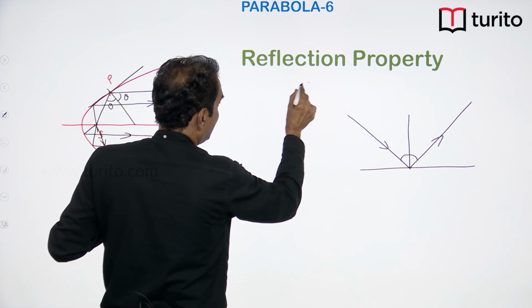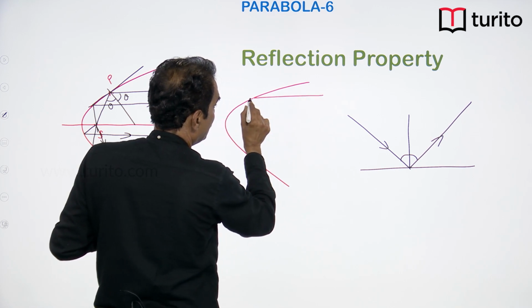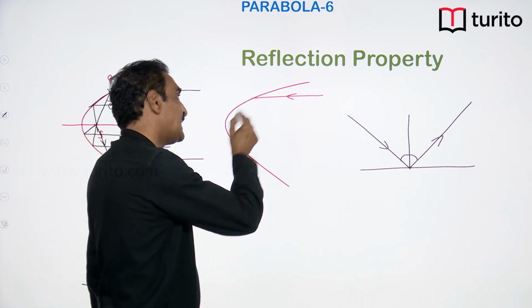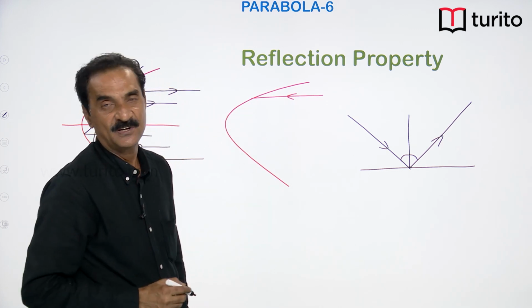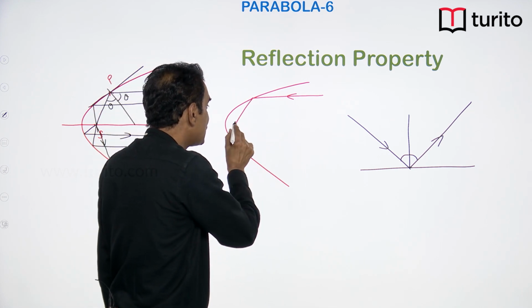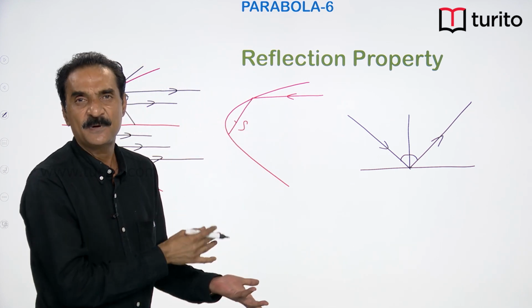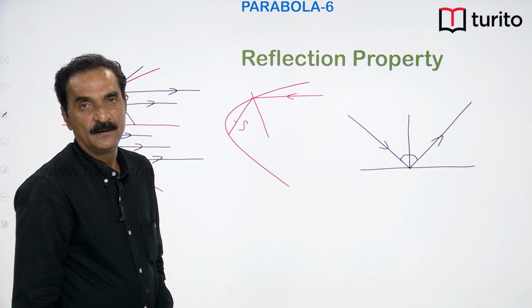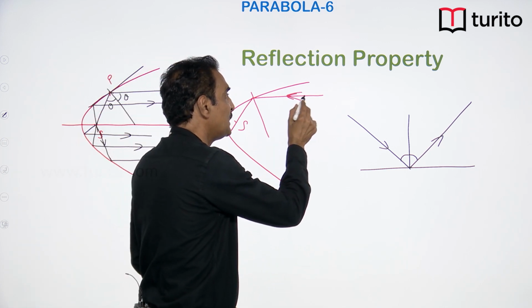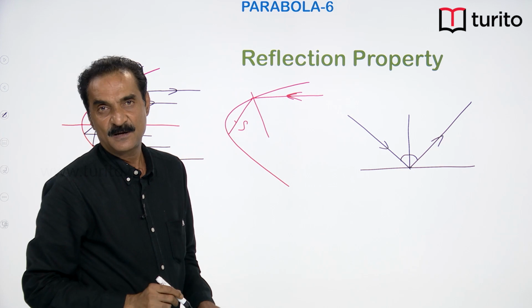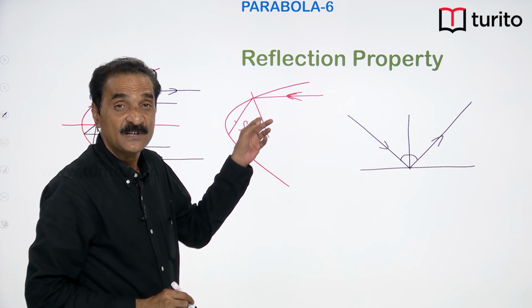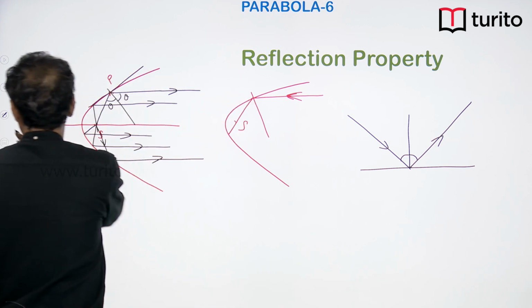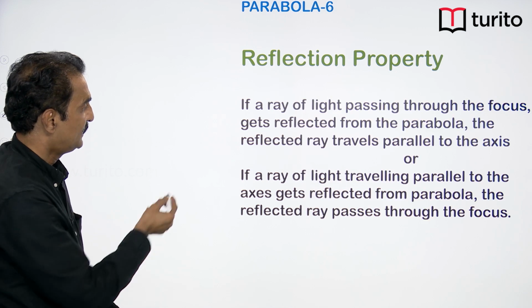Similarly, if a ray of light traveling parallel to the axis strikes the parabola and gets reflected, what happens after reflection? The reflected ray passes through the focus. Same property, because the normal is bisecting the angle between them. So if a ray of light traveling parallel to the axis of the parabola strikes the parabola and gets reflected, the reflected ray passes through the focus. This is called the reflection property.